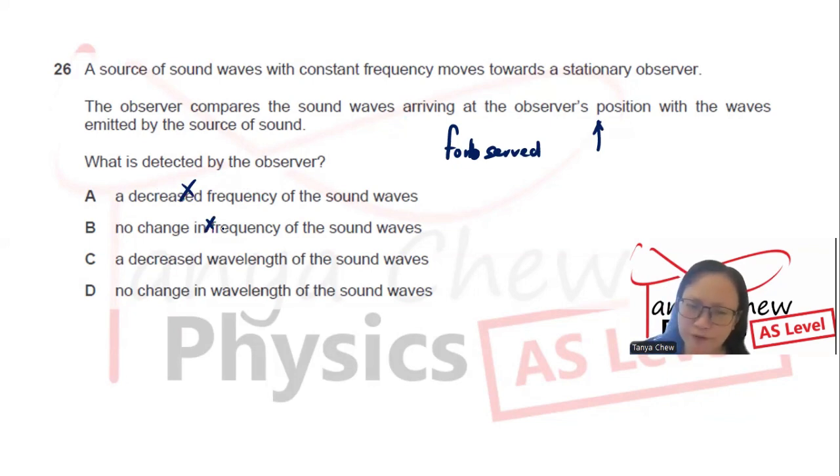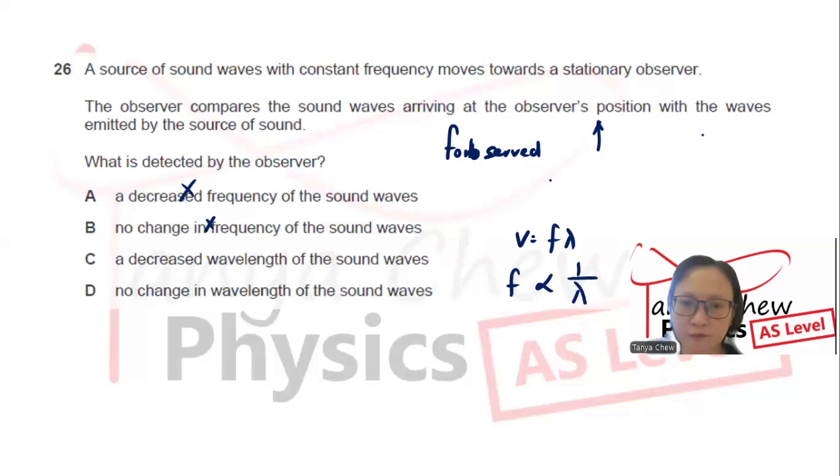A decrease in the wavelength, frequency and the wavelength. I am using v equal to f lambda, the equation of the wave. Since the speed of the wave is constant, because that is the speed of the sound, f is inversely proportional to lambda. I want my observed frequency to increase, so my observed wavelength must decrease. C is the answer.